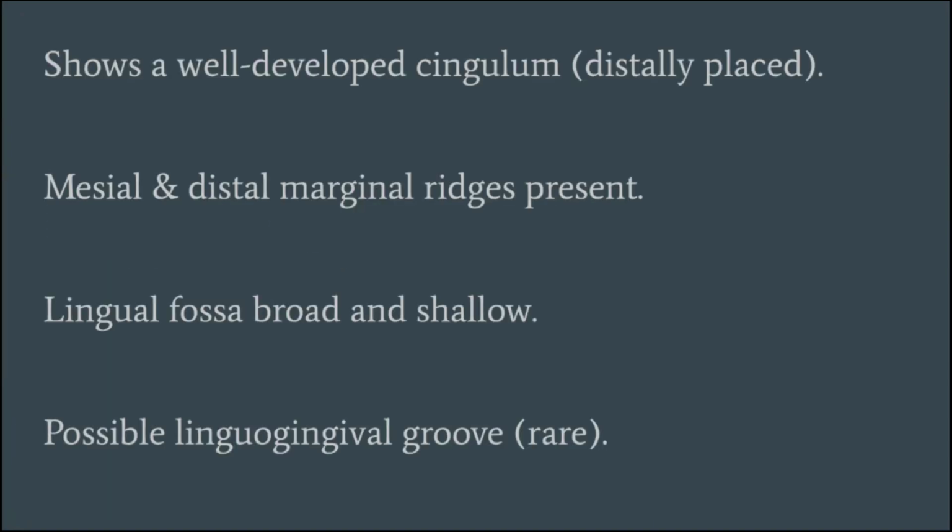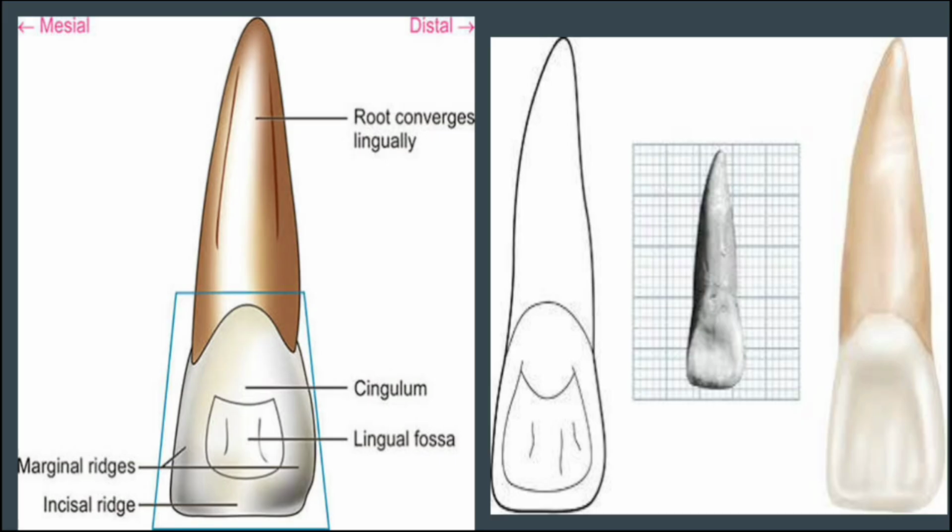Next is the lingual aspect, the back side of the tooth. The palatal side shows a well developed cingulum. There will be a prominence called the cingulum. Mesial and distal marginal ridges are present. The lingual fossa is broad and shallow. Lingogingival grooves may mostly be seen. This is how the back side of the tooth is seen. Here you can see the cingulum and the lingual fossa, then the marginal ridge and the incisal ridge. The root is a little bit toward the lingual side.